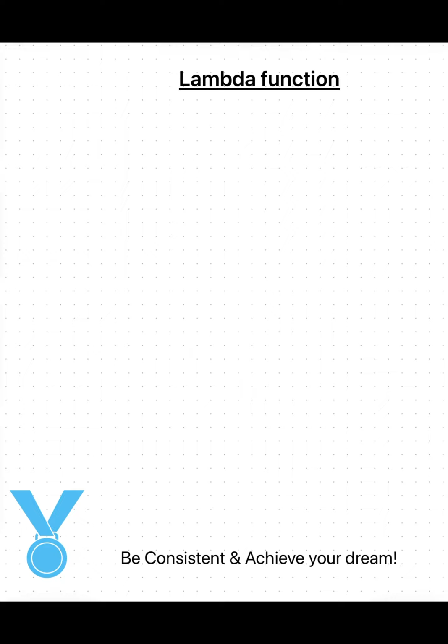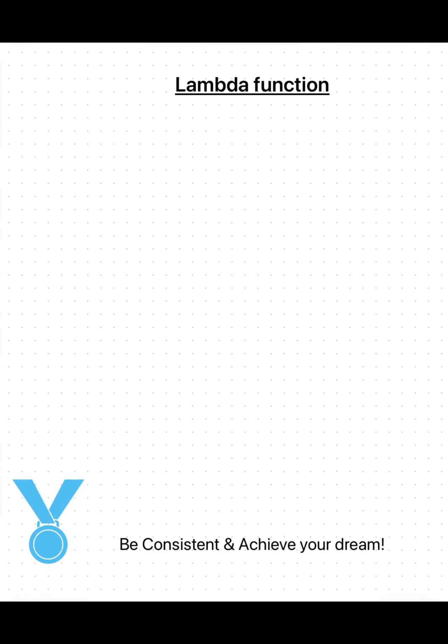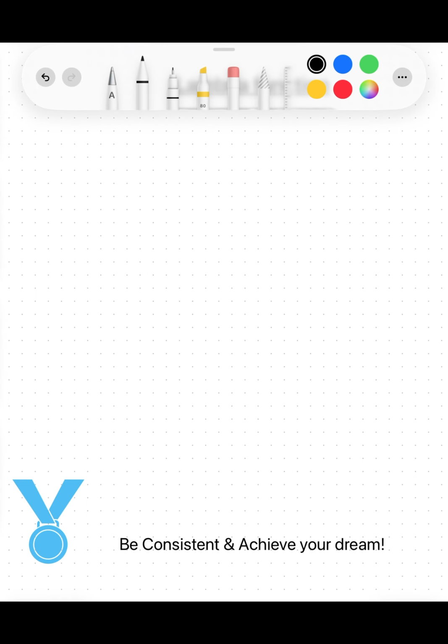So today we will discuss one of the important functions in the Python programming language, which is the Lambda function. So what is the Lambda function? It is an anonymous function. Now a few things come to our mind. What is an anonymous function? An anonymous function is basically an unnamed function, which does not have any function name.